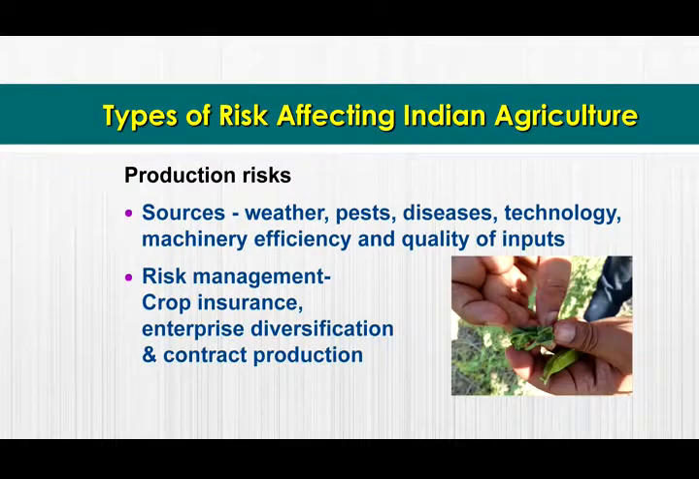There are three types of risk involved in agriculture. One is production risk, another is marketing risk, third is financial risk. For production risk, we have various sources like weather, pest, disease, technology, machinery, efficiency and quality of inputs. For managing production risks, we have to follow crop insurance practices, we have to diversify our enterprises, and we can go for contract production.